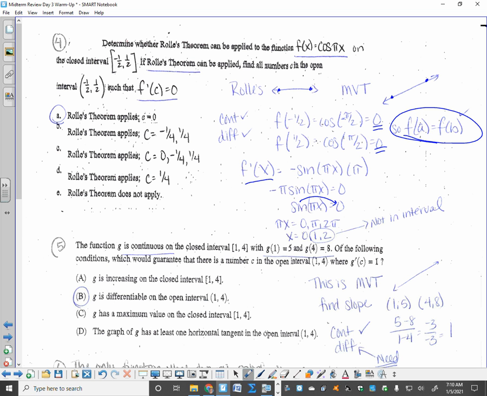But my interval is from -1/2 to 1/2. And the 1 and the 2 are not in my interval. So I only want the 0.